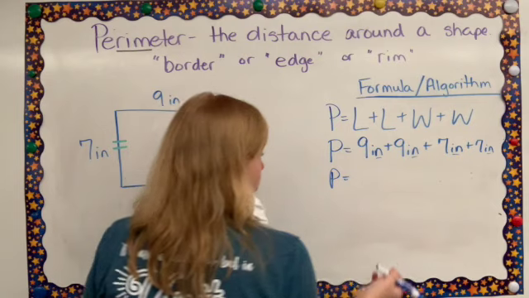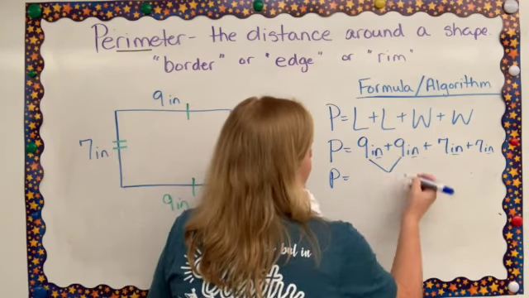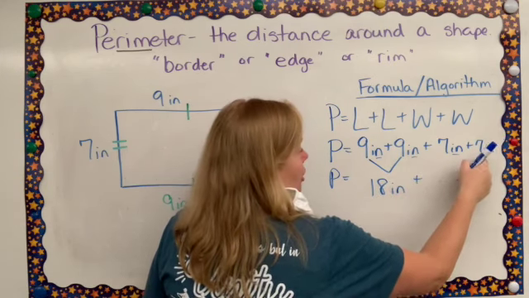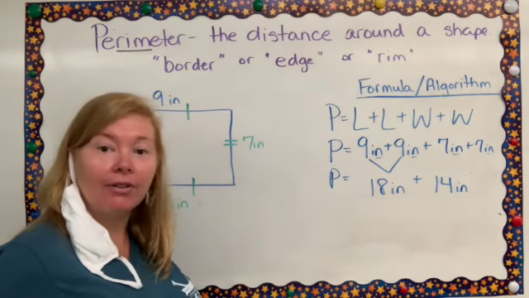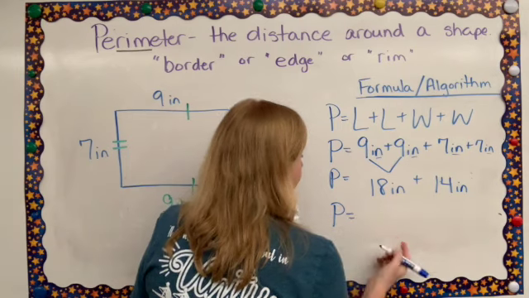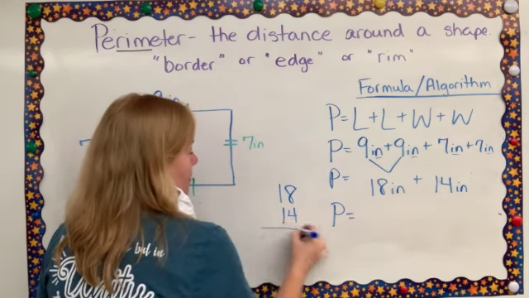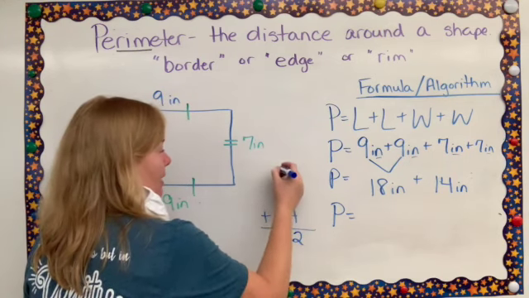Perimeter equals, combine like numbers. 9 inches plus 9 inches is 18 inches. 7 inches plus 7 inches is 14 inches. Now what's left? Perfect, combine it. If you can't do that in your head, where should you do it? Off on the side of your paper. 8 plus 4 is, love it.